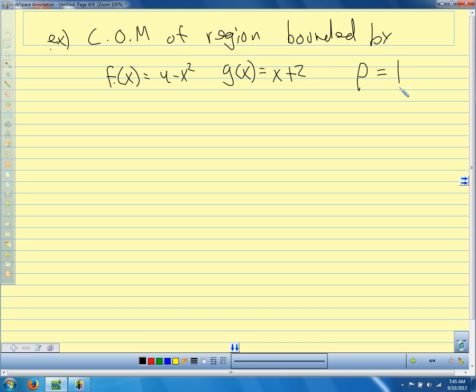All right, so we need to sketch this region and find our limits of integration. So 4 minus x squared, what's my graph look like? What is it? Parabola. Opens down. So my parabola looks something like this. X plus 2 is a line. So we have a line that looks something like this. We need to find where they intersect.